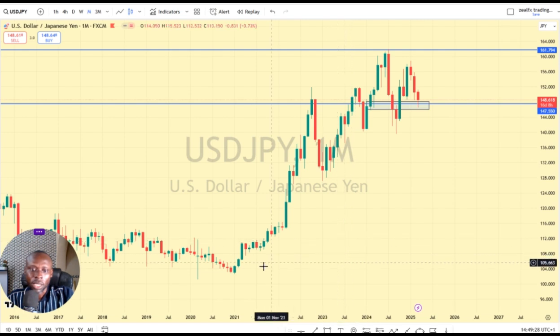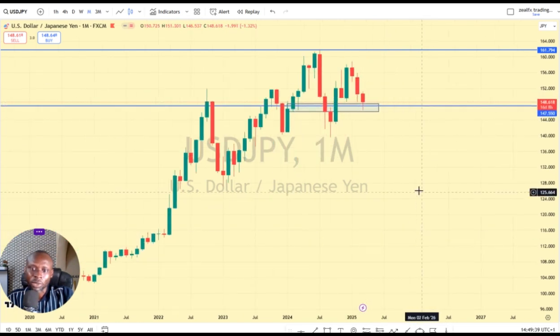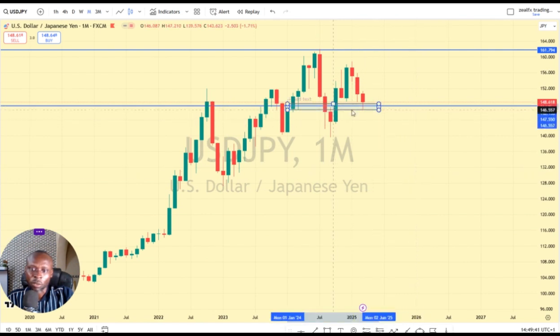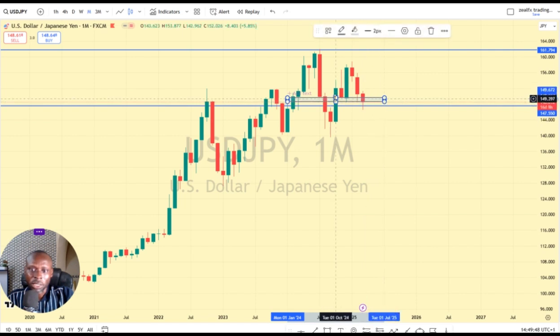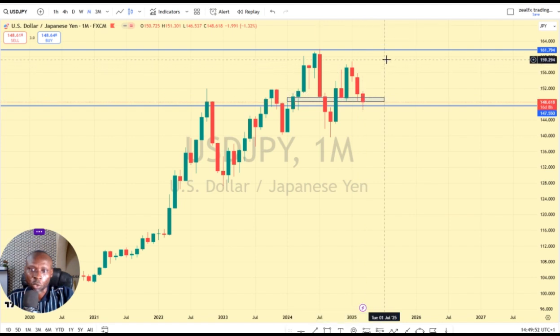USDJPY has an uptrend structure on the monthly chart. So long as price has this uptrend structure on the monthly chart, we expect price to continue to push higher. But we expect a retest of this. So long as price fails to break above this zone and does a fake breakout, we might see the USDJPY push higher this coming month. So we expect price to test this zone this month.